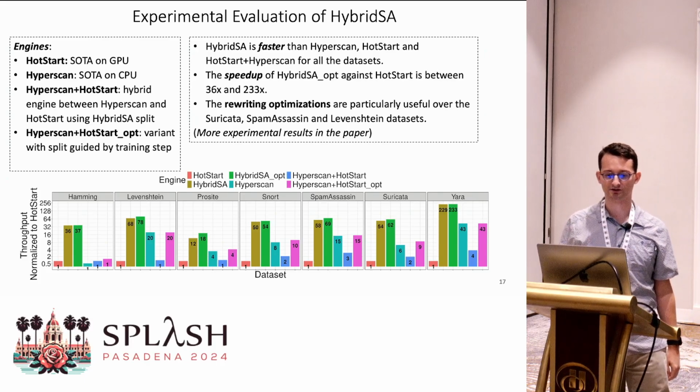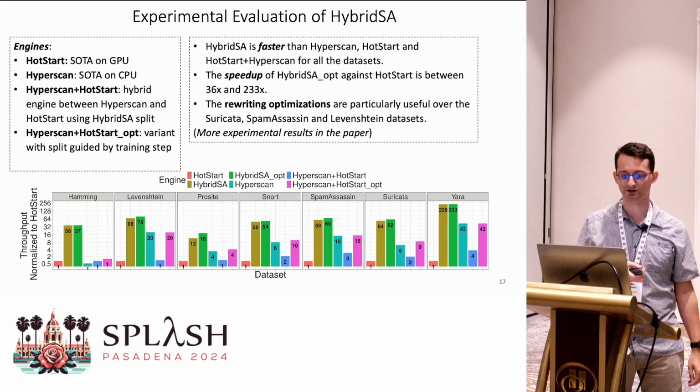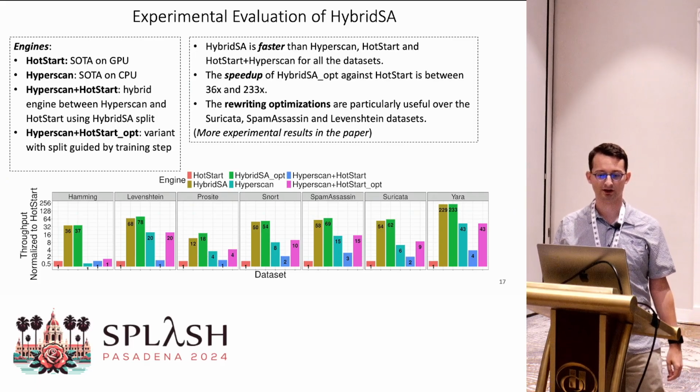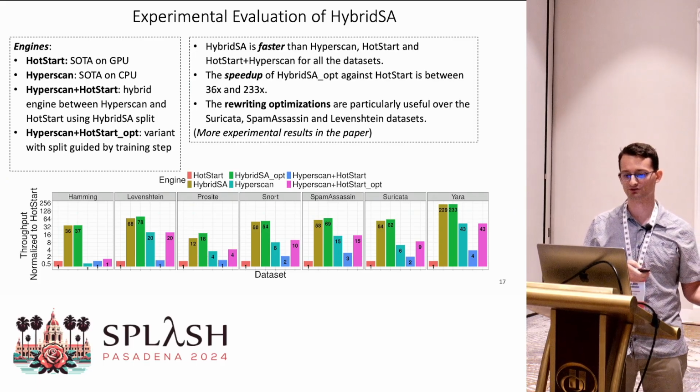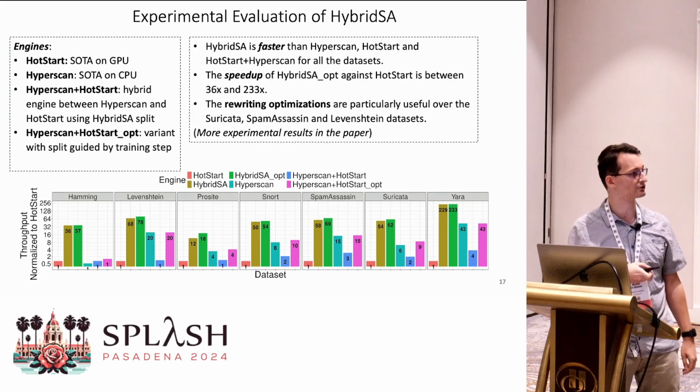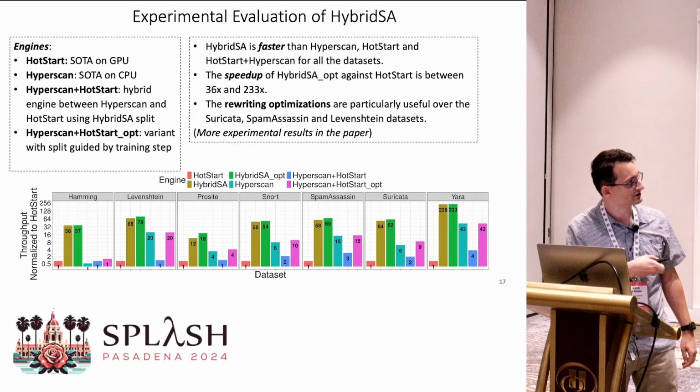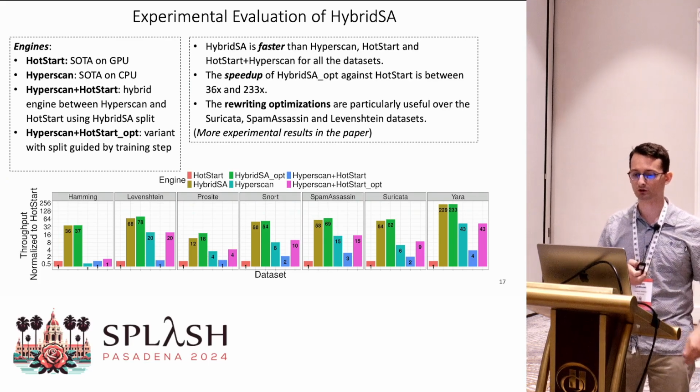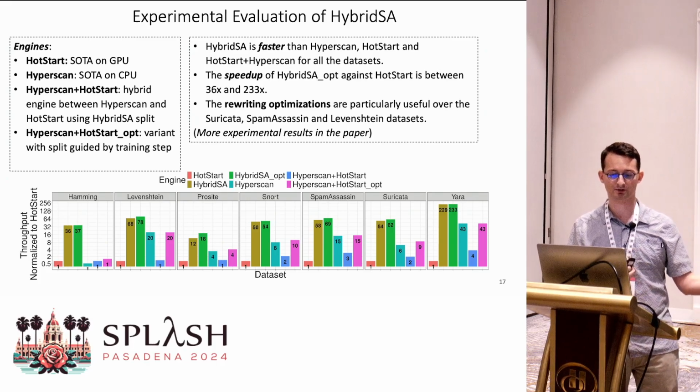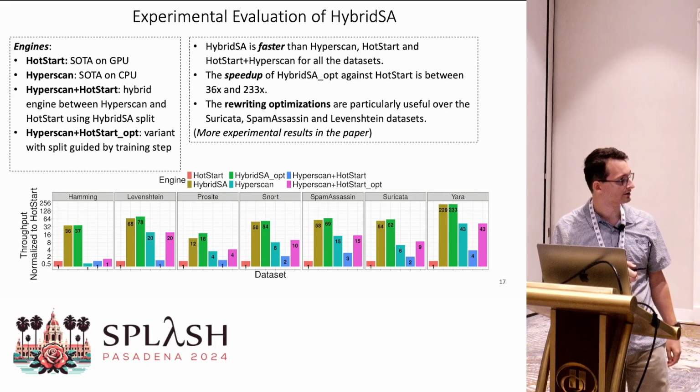Compared to one of the state-of-the-art GPU engines, which is hot start, we have a speedup of about 30 times to 200 times. And we also observe that the rewriting rules, so this is HybridSA opt here on the plot, are actually useful for the more complex datasets, such as Suricata, Spam Assassin, and Levenstein, bringing higher throughput.